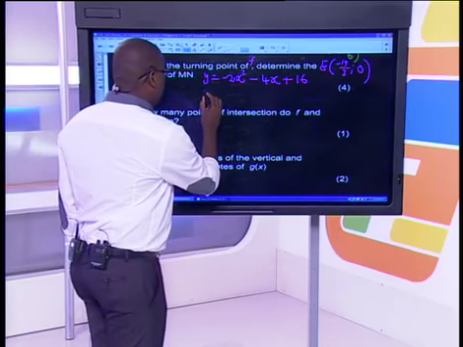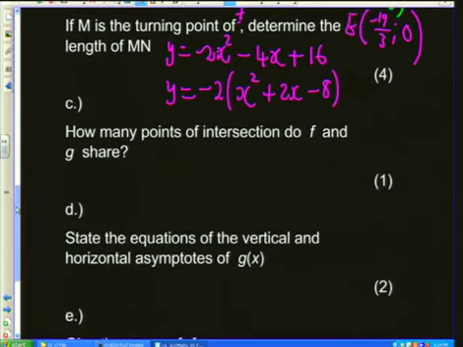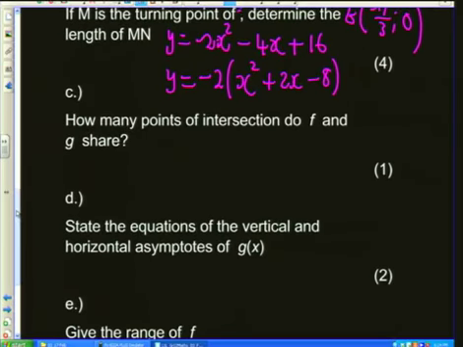I will have the y. I make sure that the coefficient of x squared is 1. So factor out a minus 2 bracket. Now, this is minus 2x squared. Divide by minus 2, you get x squared. Now, the minus 4x, divide by minus 2, we get a plus 2x. And the 16 divided by minus 2, you get minus 8. Because of the space, guys, it's going to get a bit messy, but I hope you're all following.